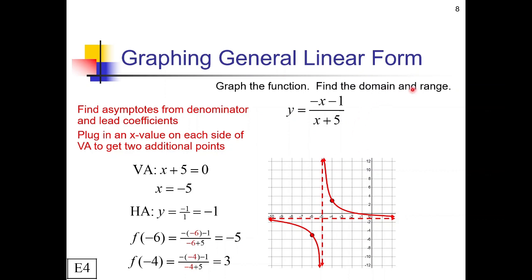They did want the domain and range on this one. The domain we can see from the vertical asymptote is x does not equal negative 5, and for the range we have y does not equal negative 1.